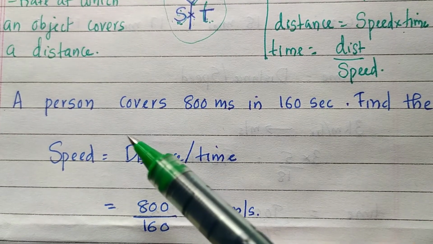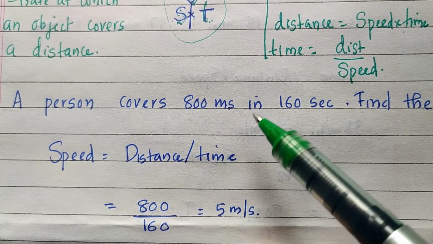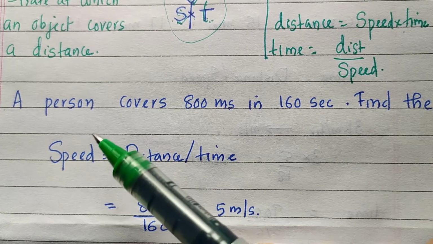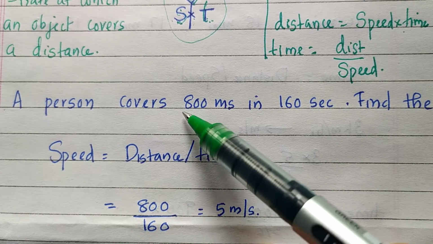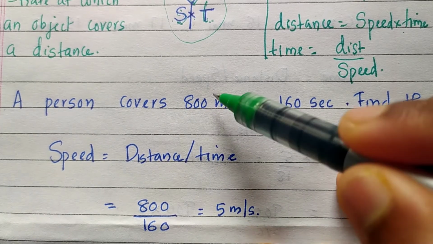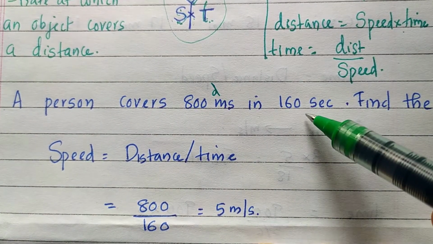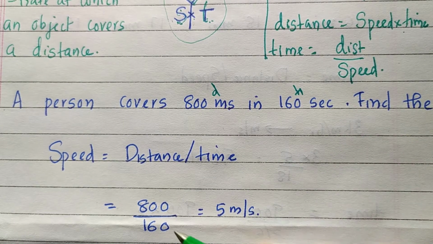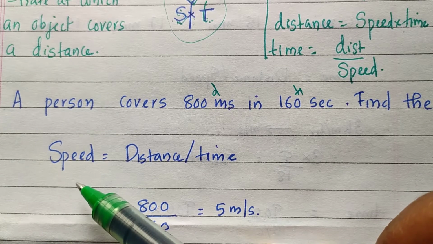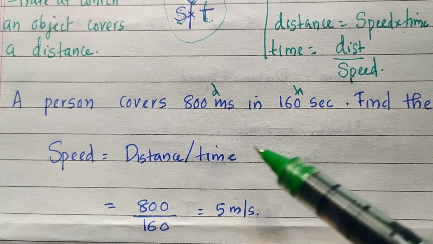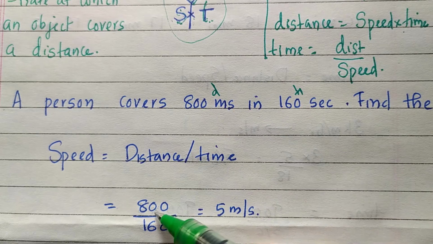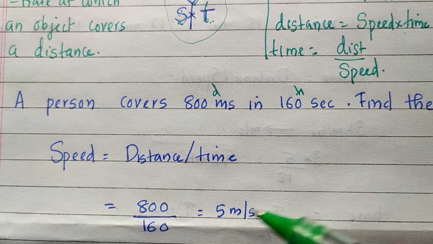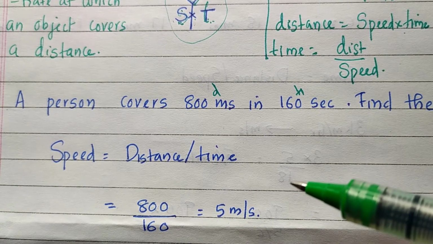A simple question is here. A person covers 800 meters in 160 seconds. Find the speed. So a person covers 800 meters. We are given the distance in 160 seconds, so time is also given. We have to find out the speed. So what is the formula for speed? Speed is equal to distance by time. So 800 divided by 160, which is equal to 5 meters per second. So this is a simple question to find the speed.